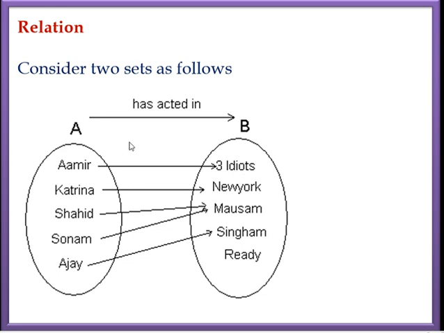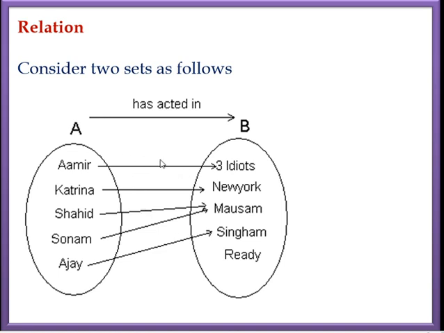Okay, so basically if I try to obtain A cross B, it will be what? Aamir Three Idiots, Aamir New York, Aamir Mausam, Aamir Singham, Aamir Ghajini, and so on. So in all, how many? 5 here and 5 here. So 25 ordered pairs will be there in A cross B. But we are not interested in all of them. We are interested in these 5 ordered pairs.